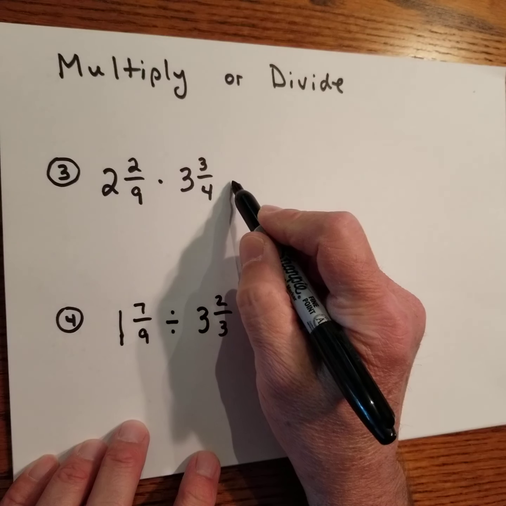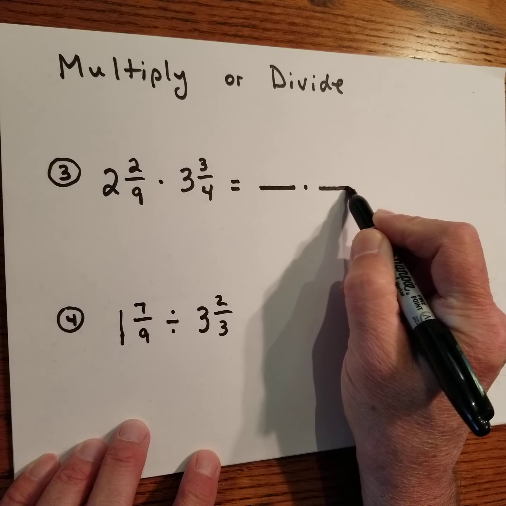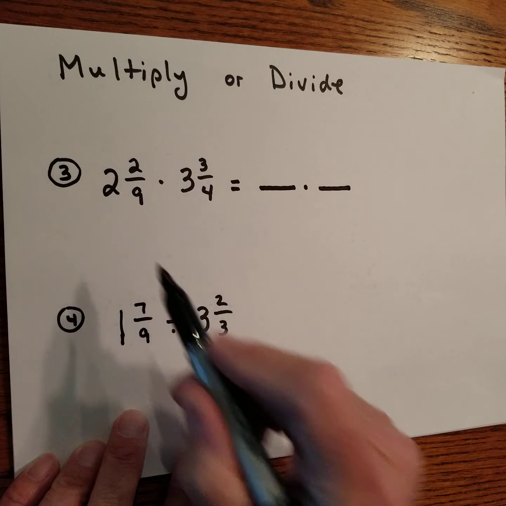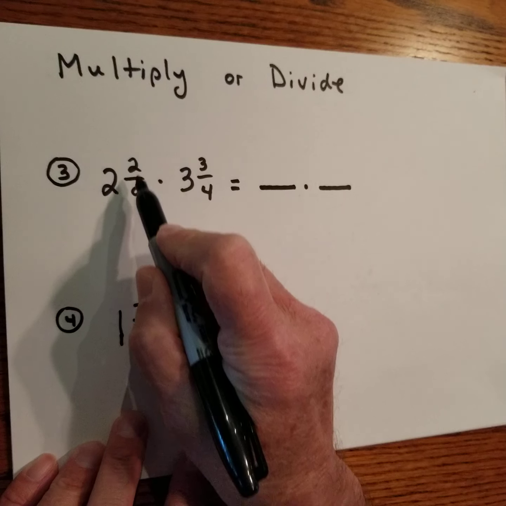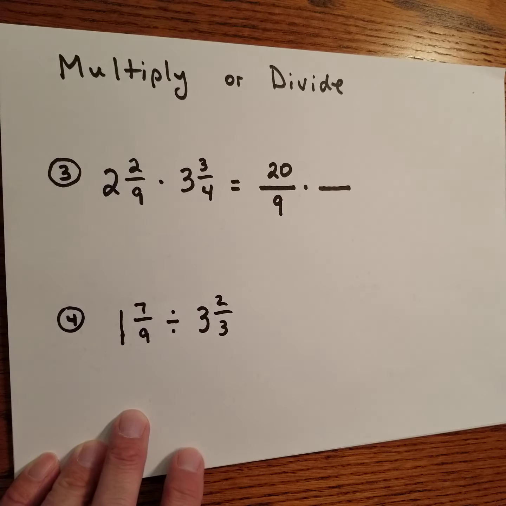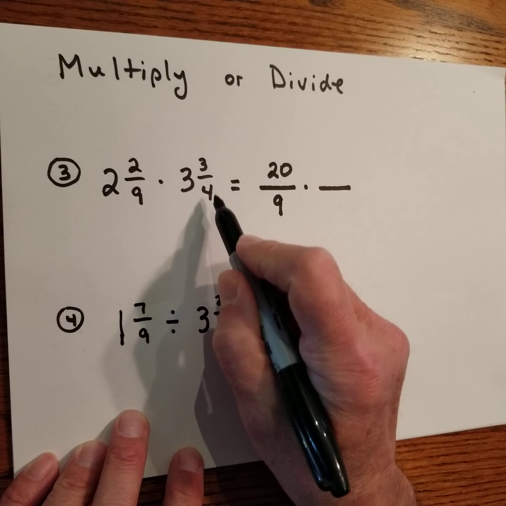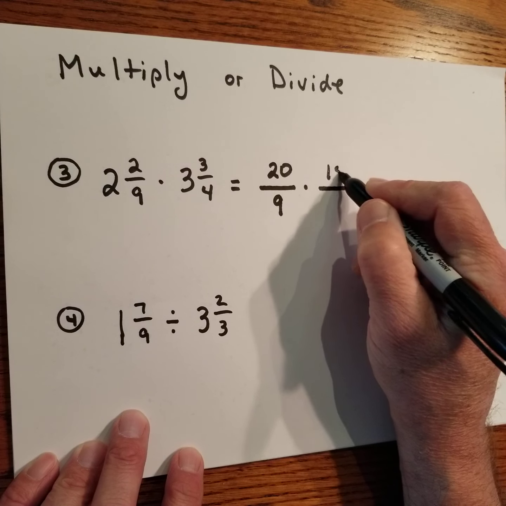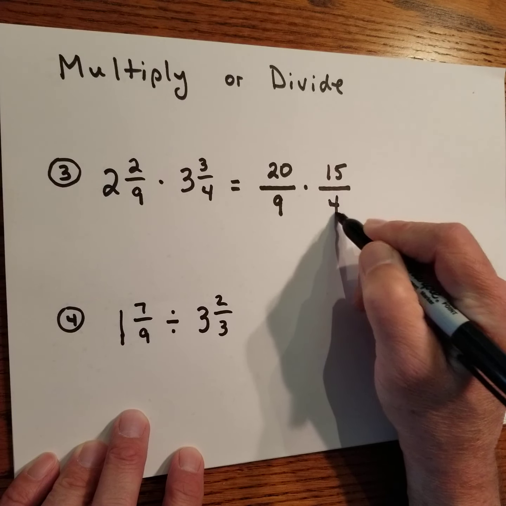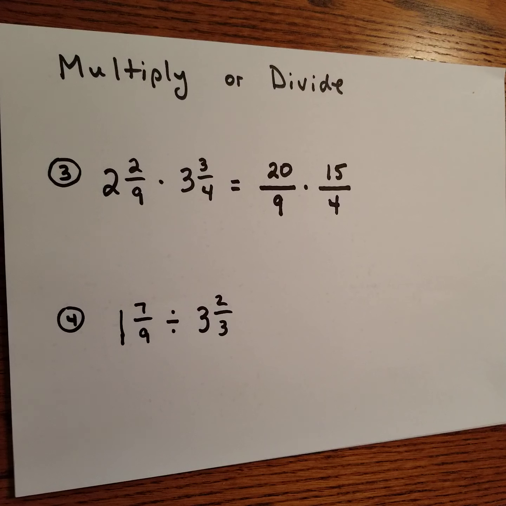When we work with mixed numbers, step number 1 is to change them into improper fractions. 2 times 9 plus 2 is 20. Keep that denominator. 3 times 4 plus 3, that's 15. Again, keep the denominator. Now look to reduce.